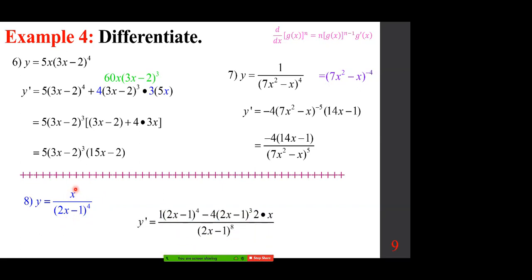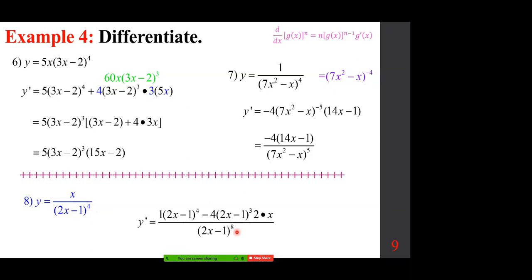So take a look at what happens one more time. The top is 1 times the bottom, minus 4, (2x minus 1) cubed times the derivative of the inside, 2. What is this? x times the top. This is the quotient rule. And the bottom, the exponent becomes 8 instead of 4. Again, done with calculus. Let's do algebra.